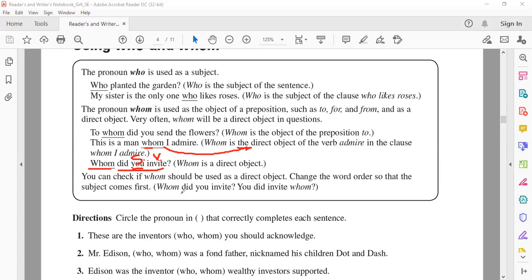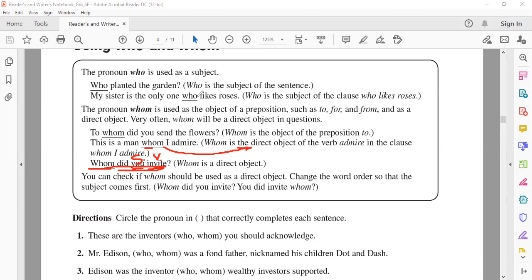You can check if whom should be used as direct object. Change the word order so that the subject comes first. As I told you, when you have a sentence like this, you will always ask yourself, what is the verb? The verb is here. Is there a subject? Yes. Who is inviting? You invite. Then I have a subject and verb, and I need only an object to complete the sentence. This is how you understand what to put, who or whom.